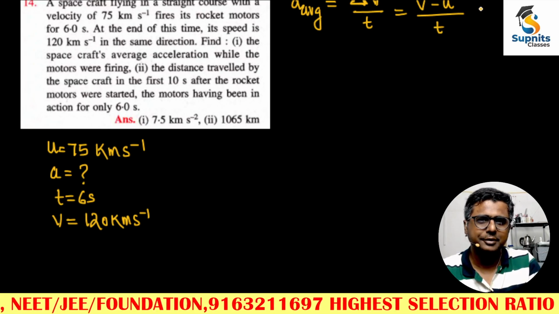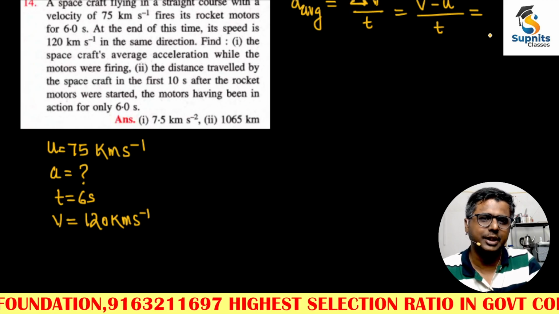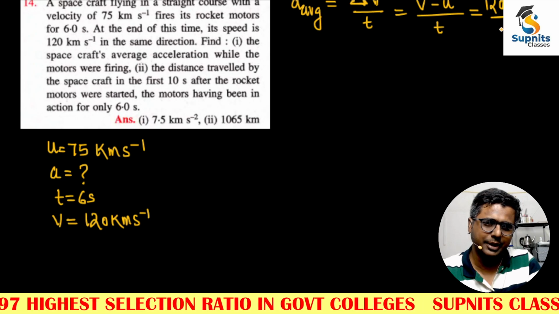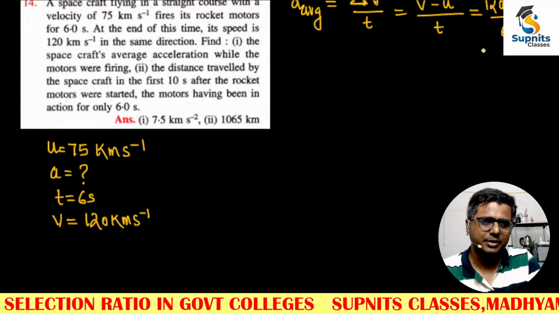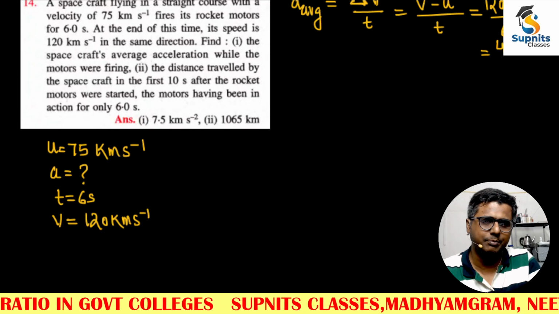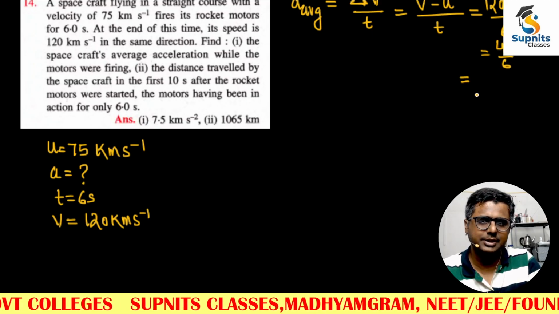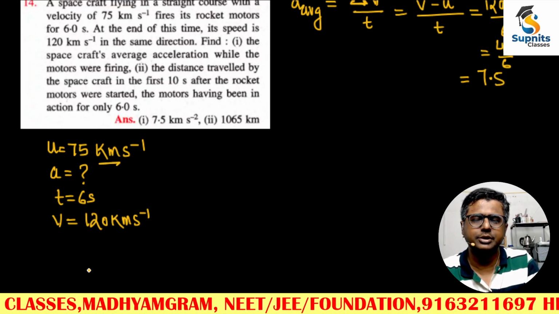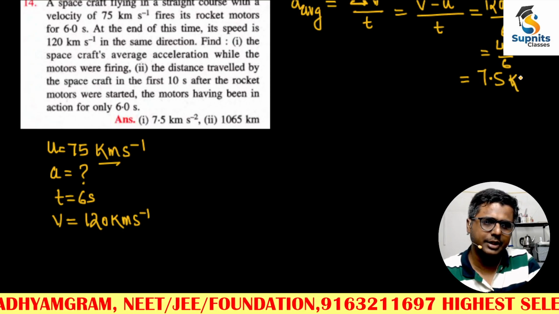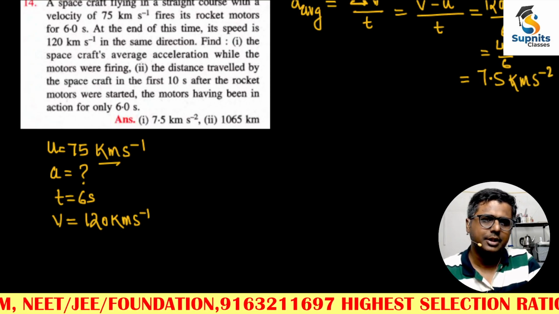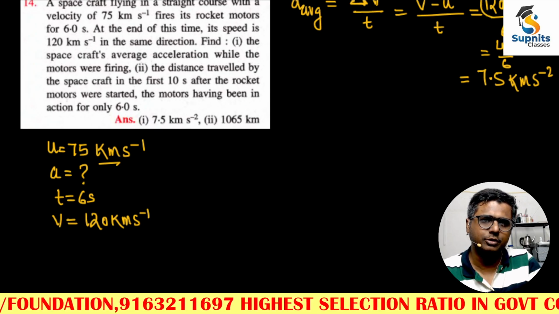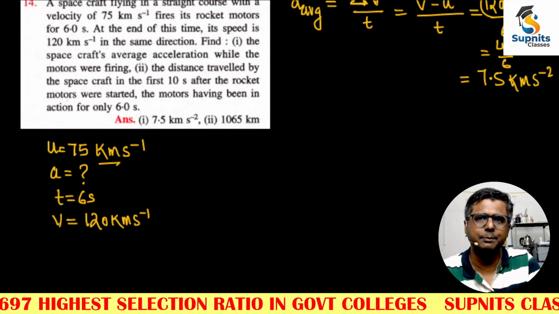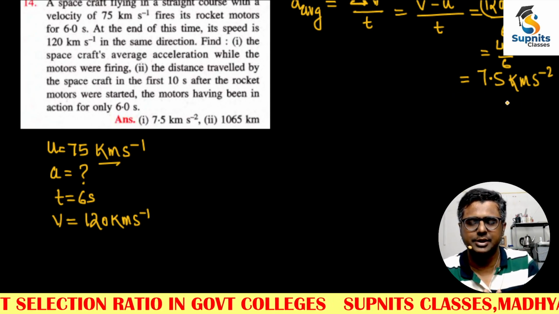Okay, clear? Now what is v? 120 km per second. So 120 minus 75 divided by time, which is 6. So it will be 45 by 6, that is 7.5. Now what will be the unit? Everywhere we have used the unit of distance as kilometer and the unit of time as second. So the unit is kilometer per second square. So this is the average acceleration done.